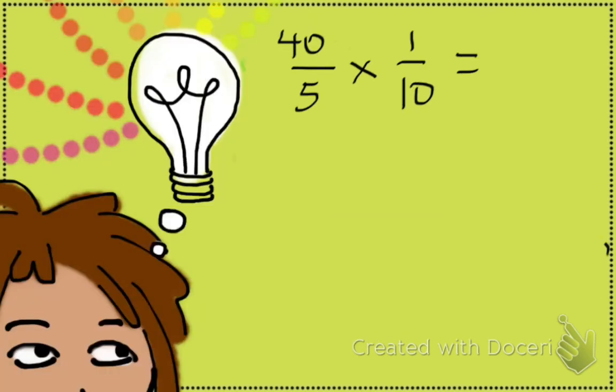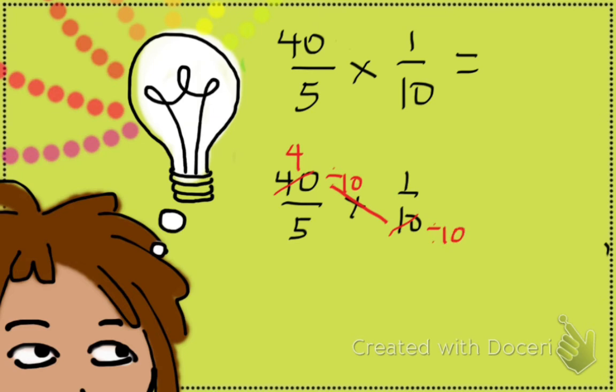Alright, we have another example, 40/5 times 1/10. Let's rewrite our fractions here, 40/5 times 1/10, and let's cross cancel. So we have 40 and 10. Cross them out. They are both divisible by 10. So 40 divided by 10 equals 4, and 10 divided by 10 equals 1.